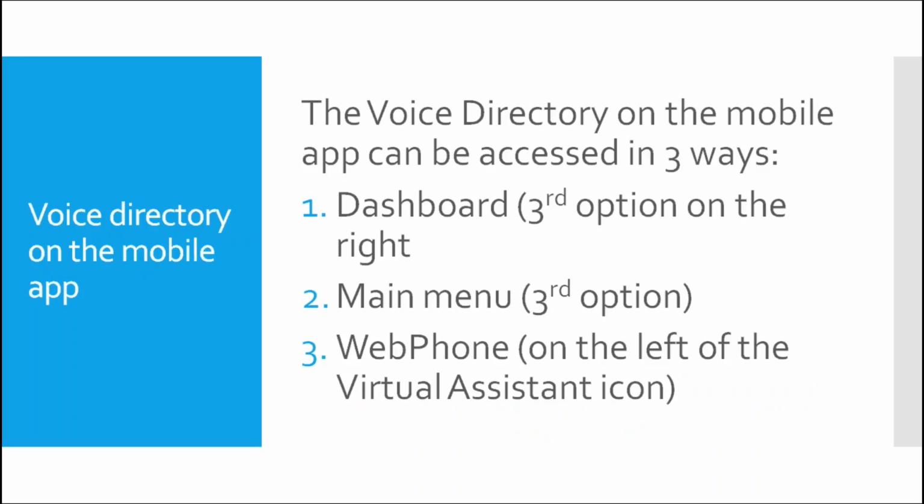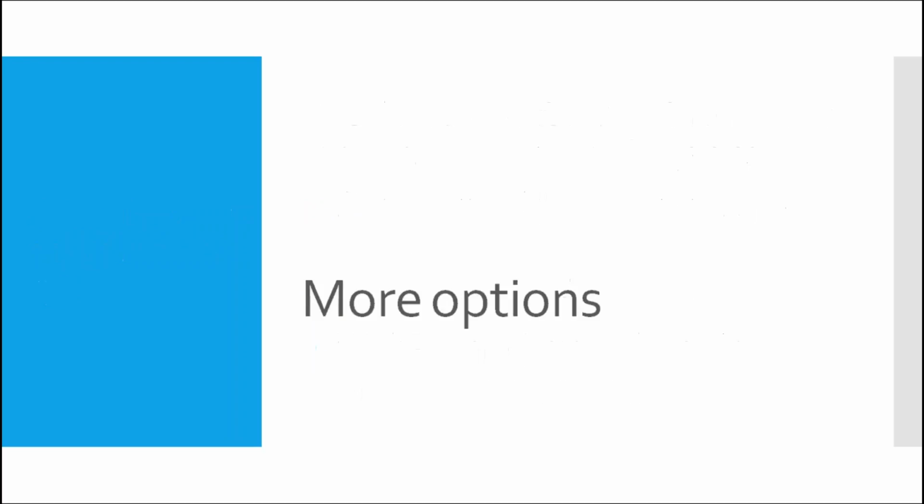So now, back to the mobile app. Your voice directory can be accessed in three ways. The first way is in the dashboard. The voice directory is the third option on the right from the top. It is also the third option of the main menu, and from the web phone, it's on the left of the virtual assistant icon.